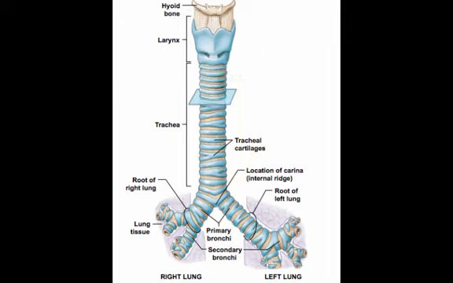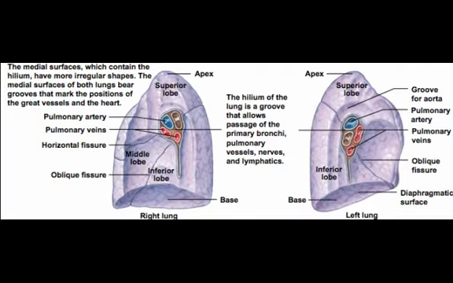The trachea divides into the right and left primary bronchi. At the point of separation is an internal ridge called the carina. The right primary bronchus is larger in diameter than the left and will descend at a steeper angle. The primary bronchi enter the lungs at the hilum of the lungs, that is a specific area on the lungs where pulmonary nerves, blood vessels, and lymphatics all enter the lungs.